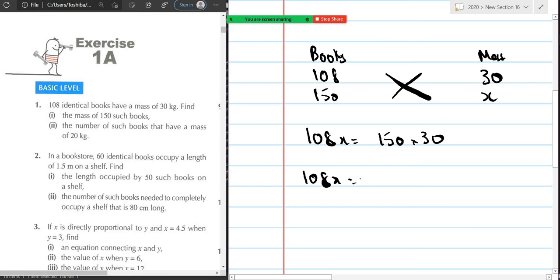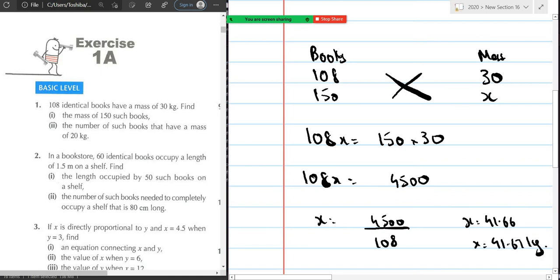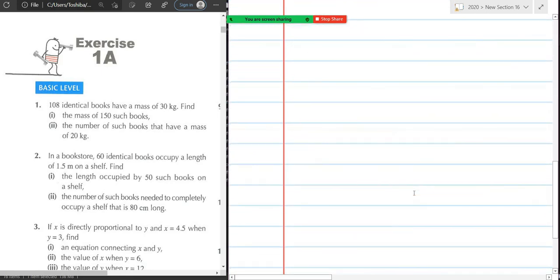108x is equals to 150 multiplied by 30, which would give you an answer of 4500. x is equals to 4500 divided by 108. Alright. So when you divide 4500 with 108, you get an answer of x is equals to 41.66, which you can round off to 41.67 kg. So if 108 books had a mass of 30 kgs, 150 books have a mass of how much? 41.67 kg. Now let us move on to part 2 as well.